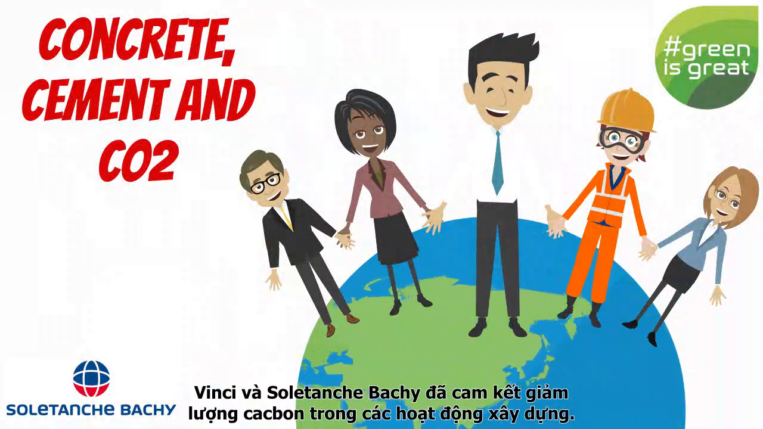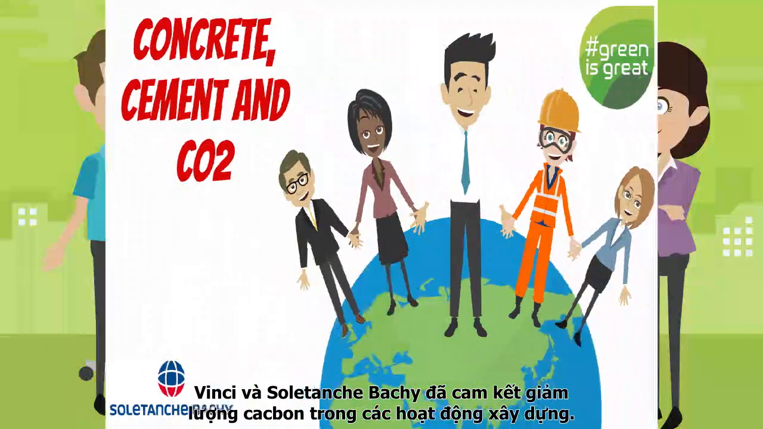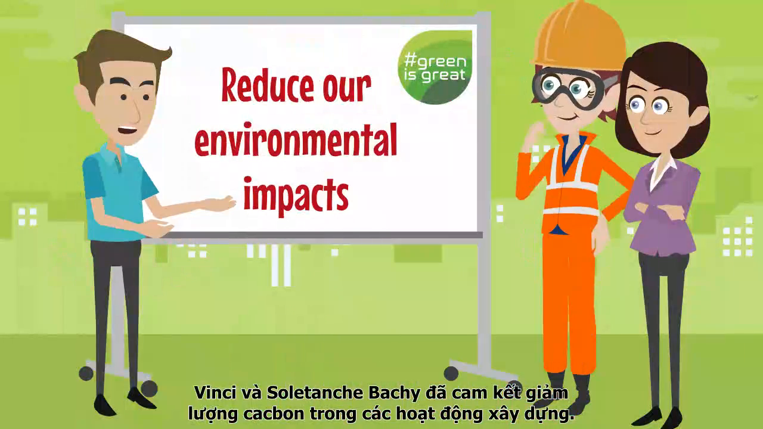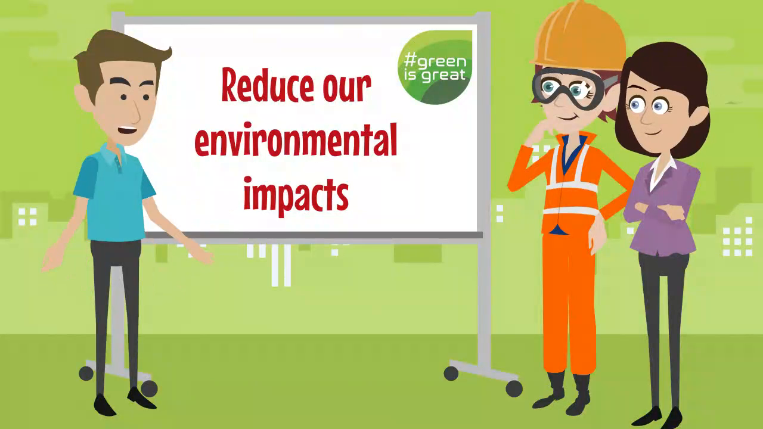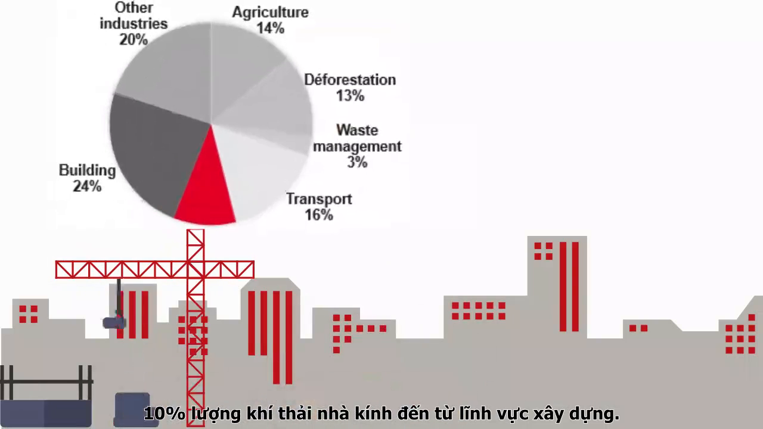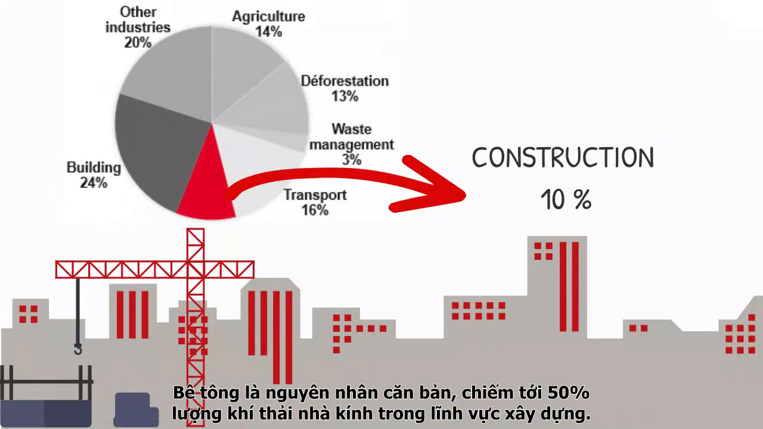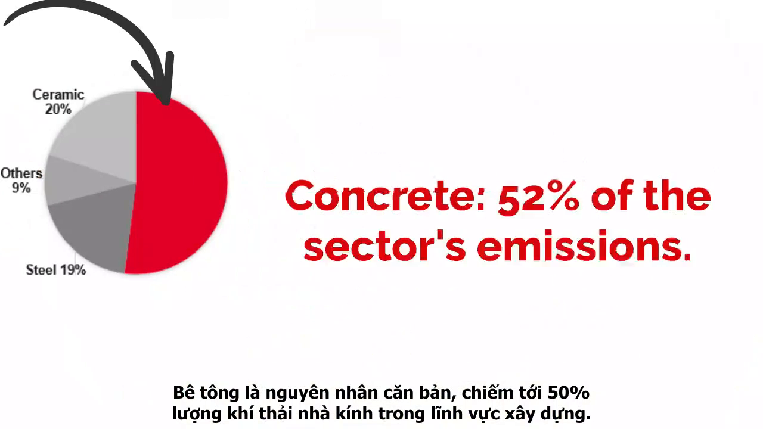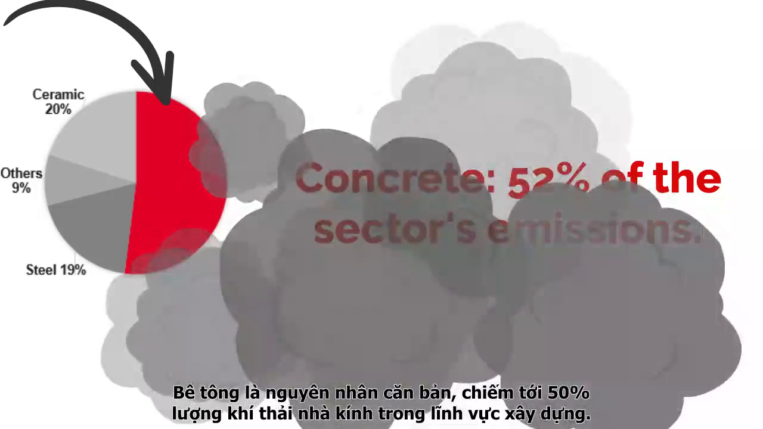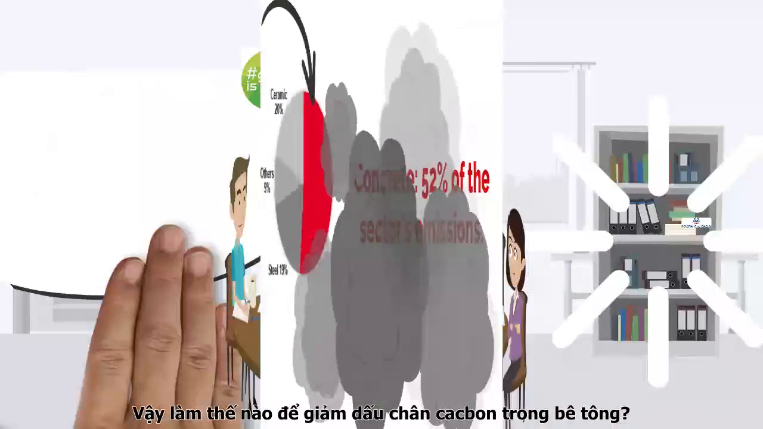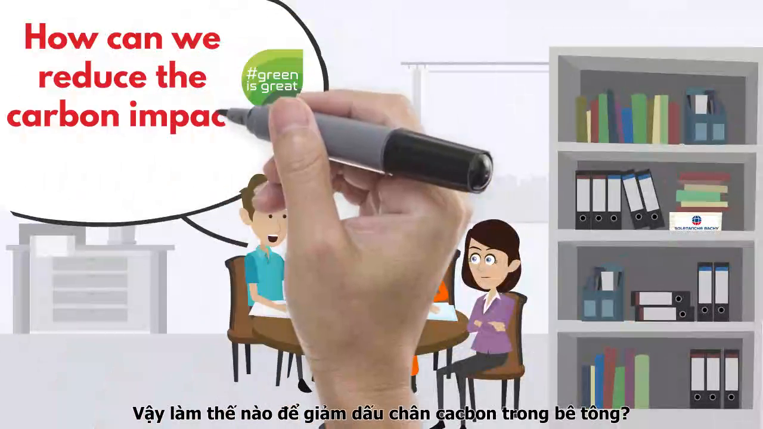Vinci and Soletanche-Bachy are committed to reducing the carbon footprint of their activities and construction sites. 10% of greenhouse gas emissions come from the construction sector. Concrete is a fundamental lever. It represents half of the greenhouse gas emissions effect in the construction sector. So how can we reduce the carbon impact of concrete?